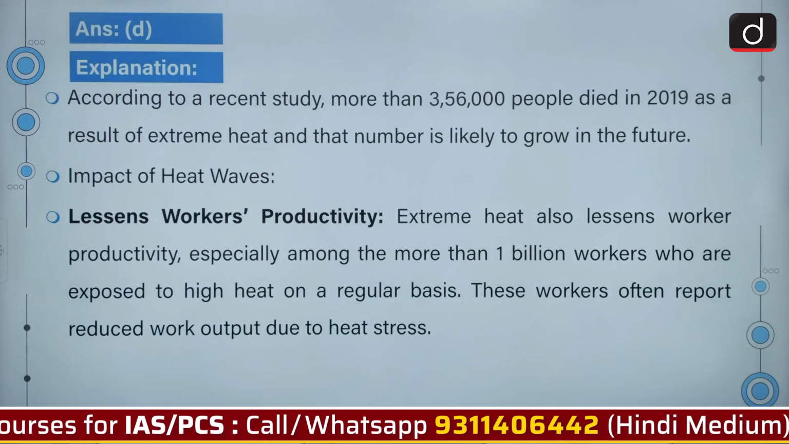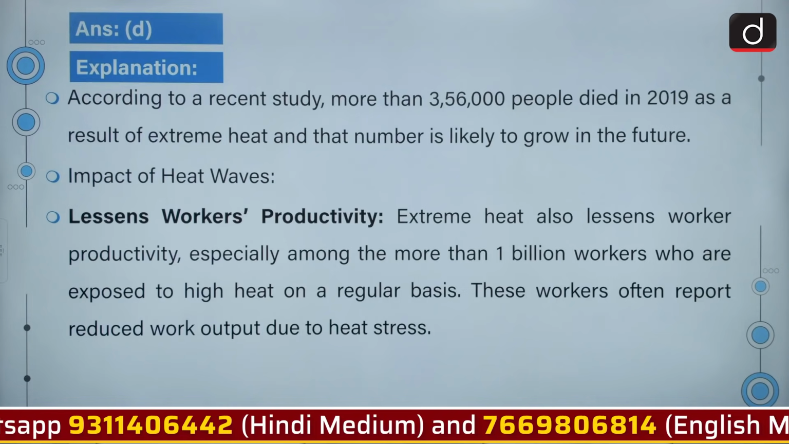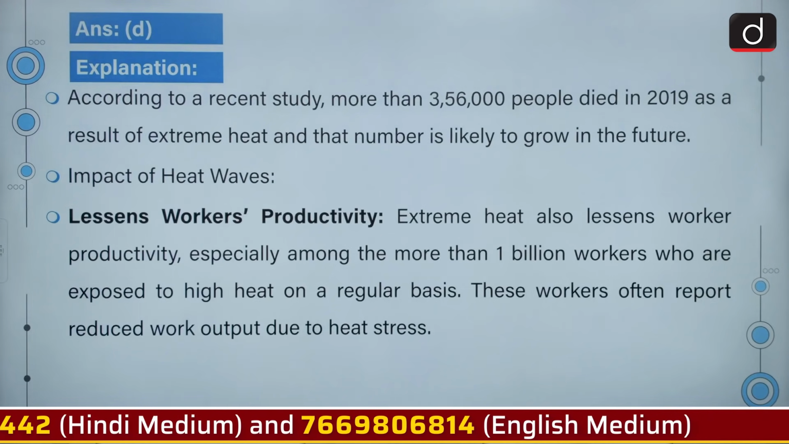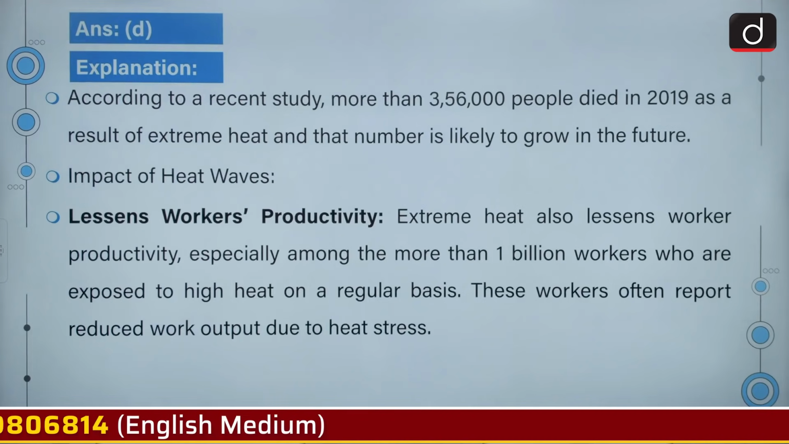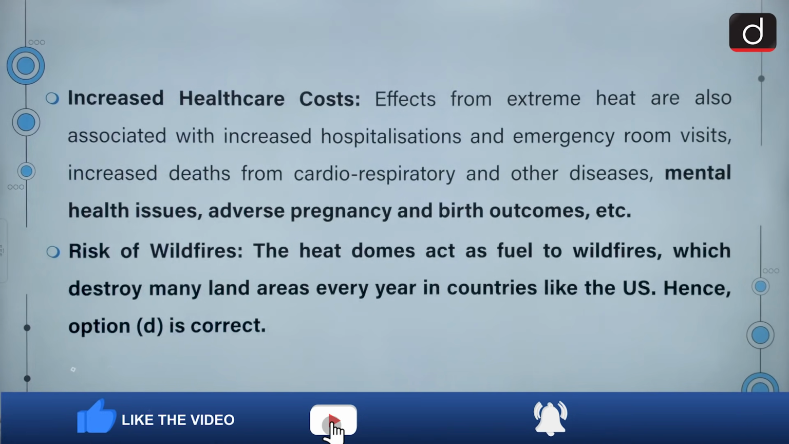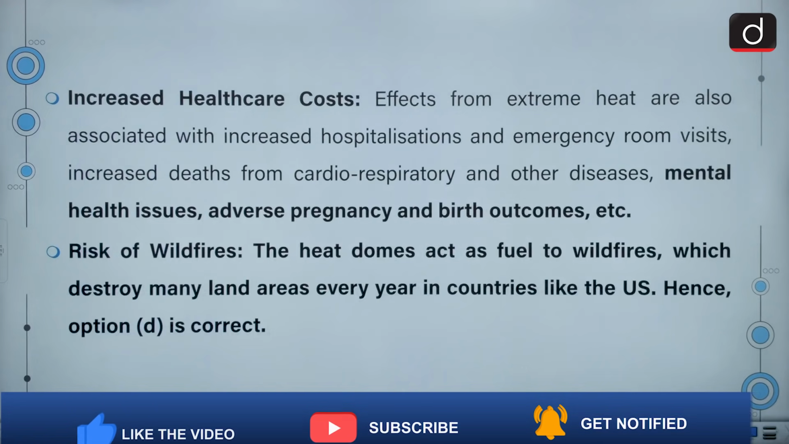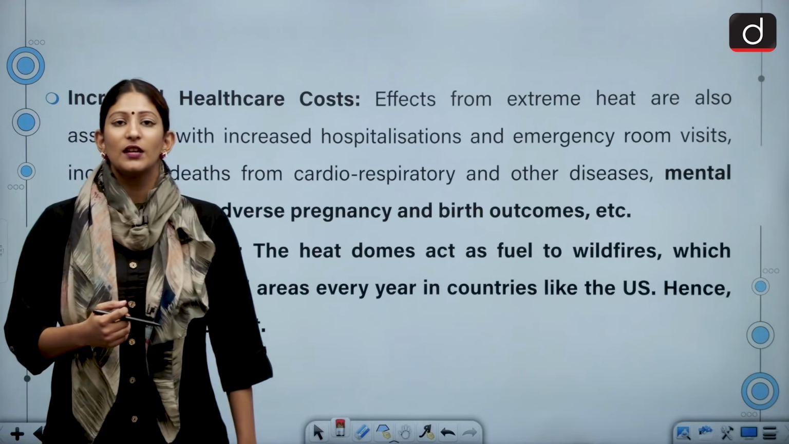According to a recent study, more than 3,56,000 people died in 2019 as a result of extreme heat, and that number is likely to grow in the future. If we talk about the impacts of heat waves, extreme heat also lessens workers' productivity, especially among the more than 1 billion workers who are exposed to high heat on a regular basis. These workers often report reduced work output due to heat stress. Effects of the extreme heat are also seen with increased hospitalizations and emergency room visits, increased deaths from cardiorespiratory and other diseases, mental health issues, adverse pregnancy and childbirth outcomes. The heat dome acts as a fuel to wildfires which destroy many land areas every year in countries like the US. So heat dome, we have also discussed the concept of heat dome.